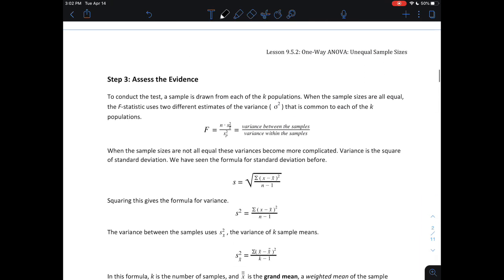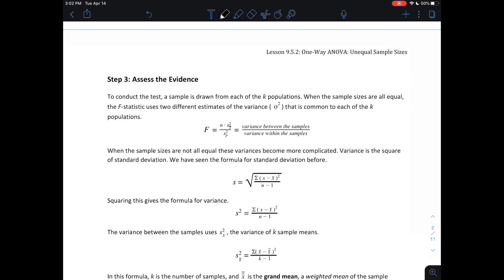So then step 3, assess the evidence. To conduct the test, a sample is drawn from each of the K populations. When the sample sizes are all equal, the F-statistic uses 2 different estimates of the variance sigma squared that is common to each of the K populations. So this is just like in section 951, capital F is equal to the ratio of the variance between the samples and the variance within the samples.